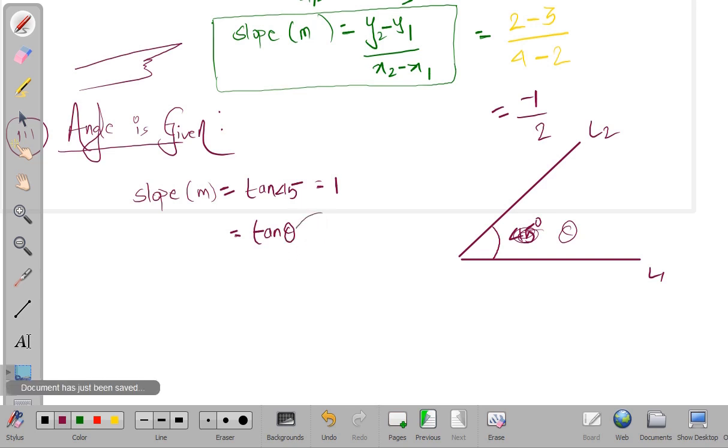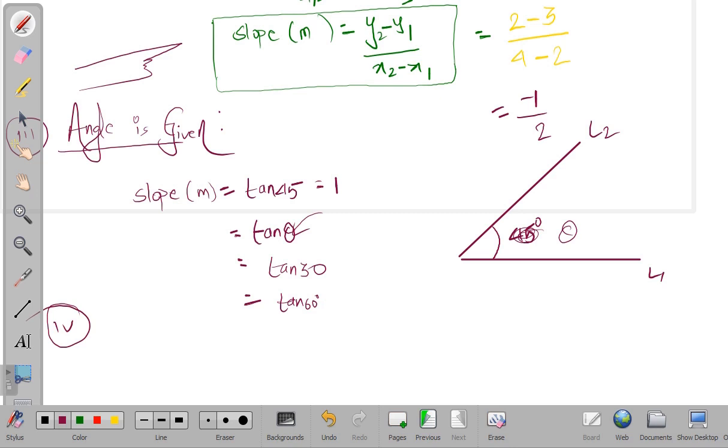Whatever angle is given, just put it in place of theta, and you already have the calculator with yourself, right? So you can just calculate it. If 30 is given, just calculate tan 30. If 60 degrees is given, then just write tan 60 degrees, and you are ready to go. So this was the method, tan theta. Now here comes the fourth part.